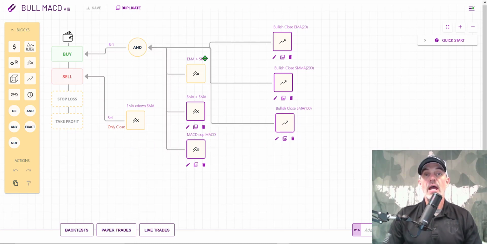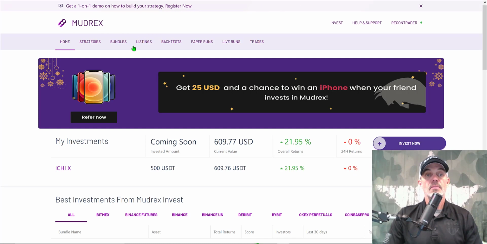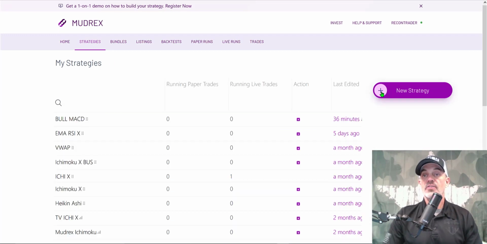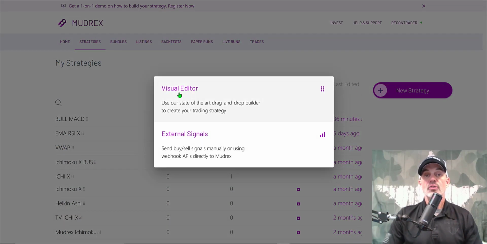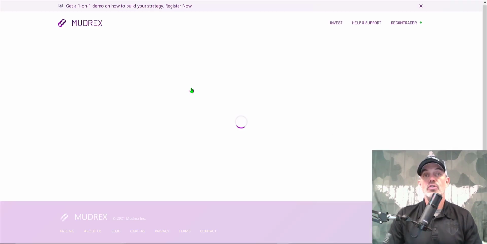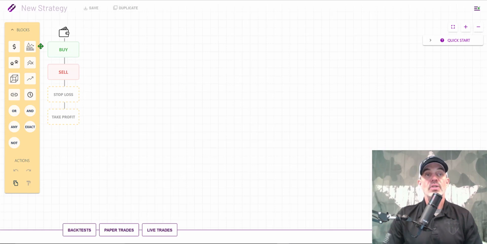I will end up with a variety of action blocks that are either buy or sell. To start from scratch, we'll jump over to the Mudrex platform and choose strategies from the tabs at the top, and in this case, new strategy. I can do visual editor or external signals. For external signals, I do have videos where TradingView sends a signal to buy or sell. But in this case, we're going to do the actual visual editor, and we will need to drag over action blocks.